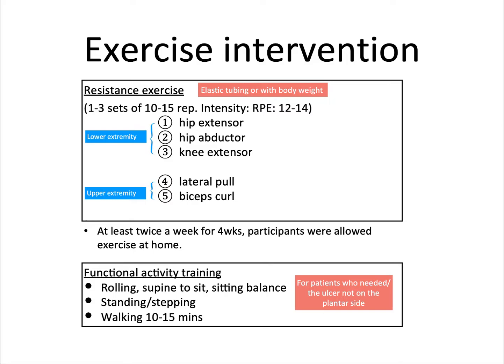And our exercise intervention consisted of resistance exercise and functional activity training. For the resistance exercise, the major target muscles are hip extensor, hip abductor, knee extensor, and biceps and triceps, and the functional activity training is individualized.